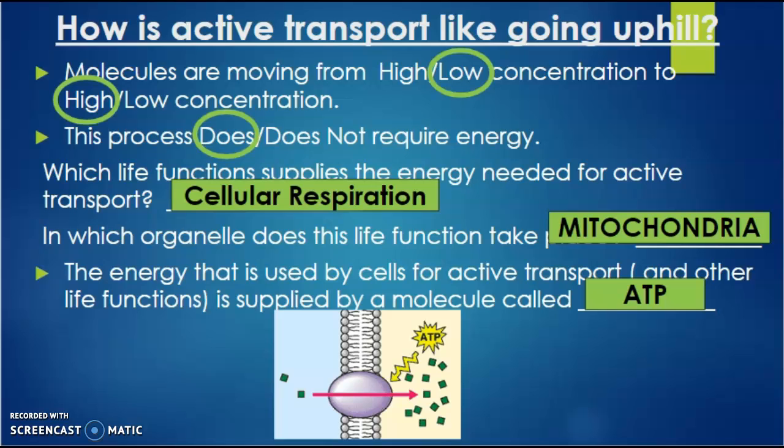And how is this performed? Through cellular respiration. So the energy, ATP, comes from cellular respiration. And the organelle that's responsible for cellular respiration is called the mitochondria. Now we'll go over cellular respiration later on, probably in our next unit, and we're also going to learn about how ATP is created within the mitochondria.